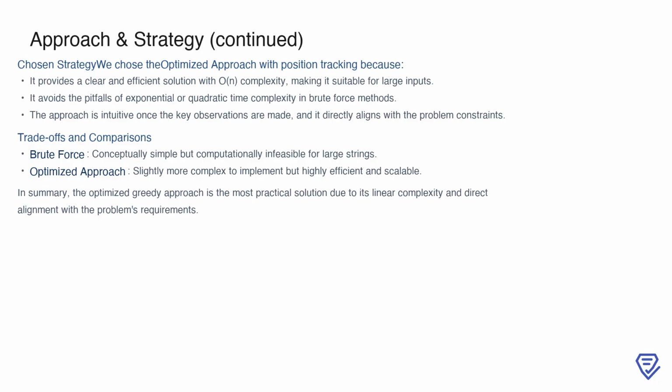Unlike the brute force method, which is computationally infeasible due to its exponential complexity, this approach is designed to directly address the problem's constraints in a scalable manner. Additionally, while the optimized approach is slightly more complex to implement, it is highly intuitive once the key observations about digit order and movement are understood. By leveraging queues and focusing on the relative order of digits, it avoids unnecessary operations and provides an elegant solution.